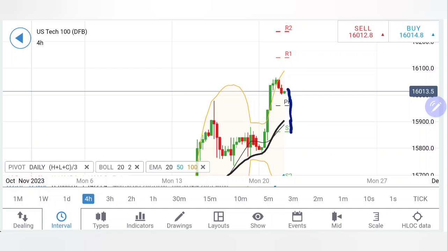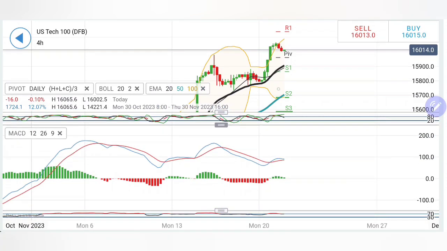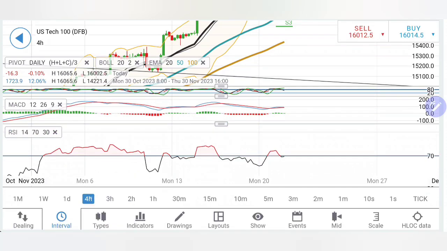So possibly it could erase all the gains. It can try to come back towards this zone as well, which is 15,800, 900. Stochastic is overbought. MACD is in green, trying to converge. RSI certainly is overbought here as well.